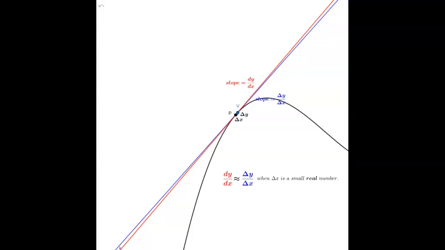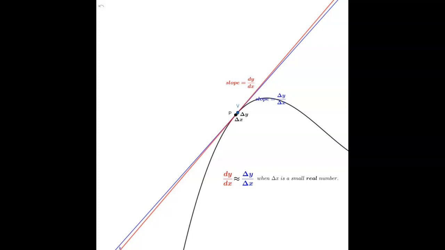And in fact, if delta x is sufficiently small, still a real number, but small, we can see that dy dx, the slope we're trying to compute, is approximately equal to delta y over delta x, provided that delta x is a small real number. So far, so uncontroversial, because everything on the right-hand side of this approximately equal sign refers to real numbers. It's a ratio of 2 small real numbers.